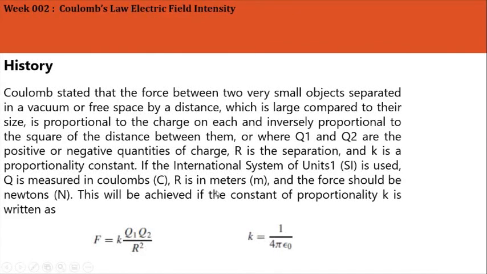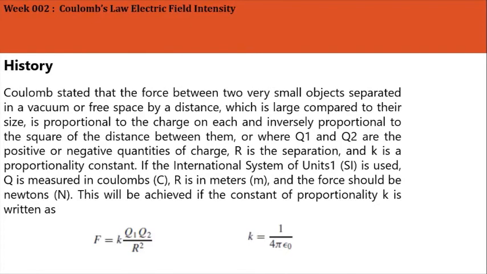Okay, if our equation uses SI units, where Q is measured in coulombs, R in meters, and force in newtons, the K should be this formula: 1 over 4 pi epsilon sub zero, where the value of epsilon sub zero is 8.85 times 10 to the negative 12 farad per meter. Okay? As I check, that is correct. 8.85 times 10 to the negative 12 farad per meter. Then we just substitute here.